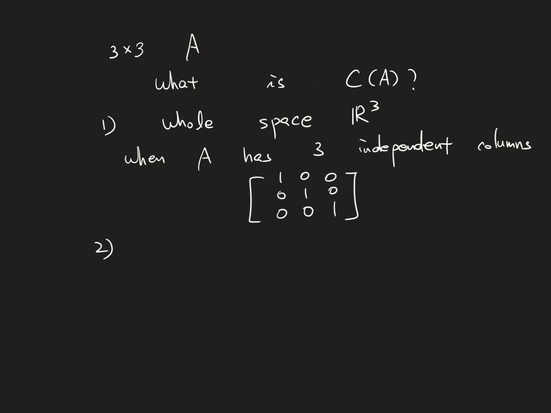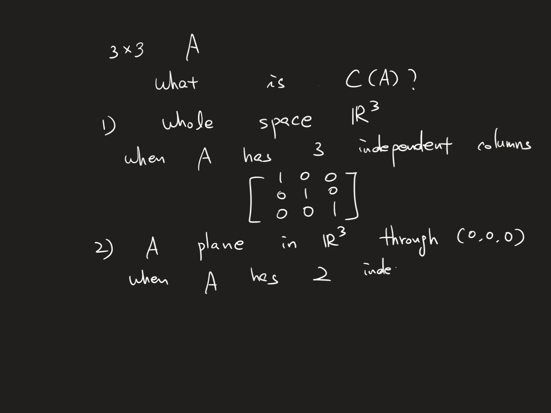But another possibility is a plane. It's a plane in R^3, though not every plane, only a plane through the origin. In that case, A has 2 independent columns. Notice that we had 3 independent columns before, and when the column space of a matrix is a plane, we have only 2 independent columns.